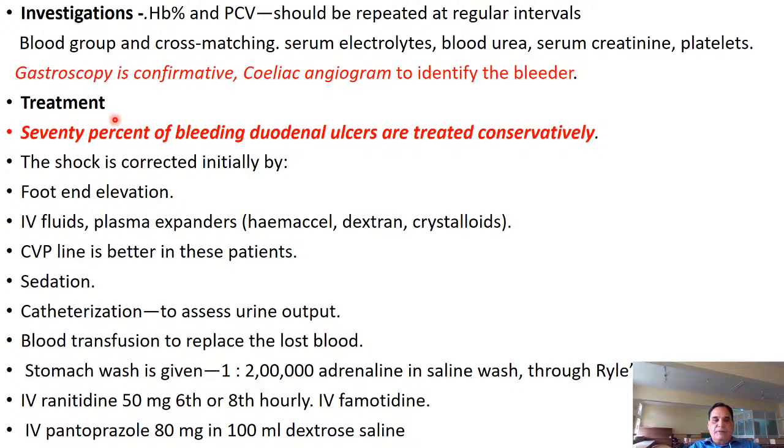How do you treat them? Treatment is probably more simple than it looks. 70% of bleeding duodenal ulcers are treated conservatively. Don't be afraid. Most of the treatment is conservative. How do you correct it? Shock is to be corrected by our general principles here.